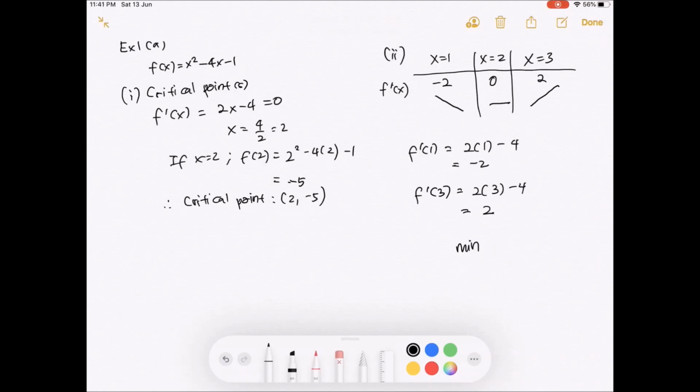So if you have a negative value, and then the function changes to a positive value after the critical point, then we have a minimum at negative 5. Or you can see from the pattern here: negative and then becomes positive, so obviously this one is the minimum.